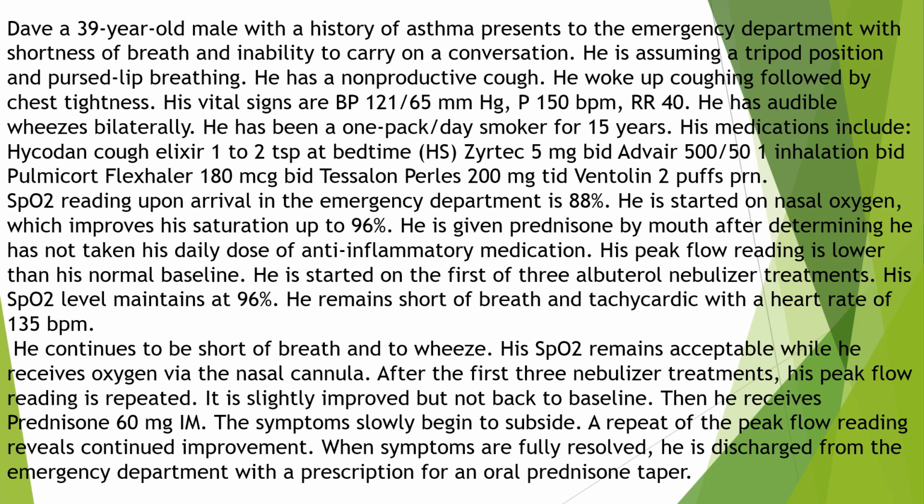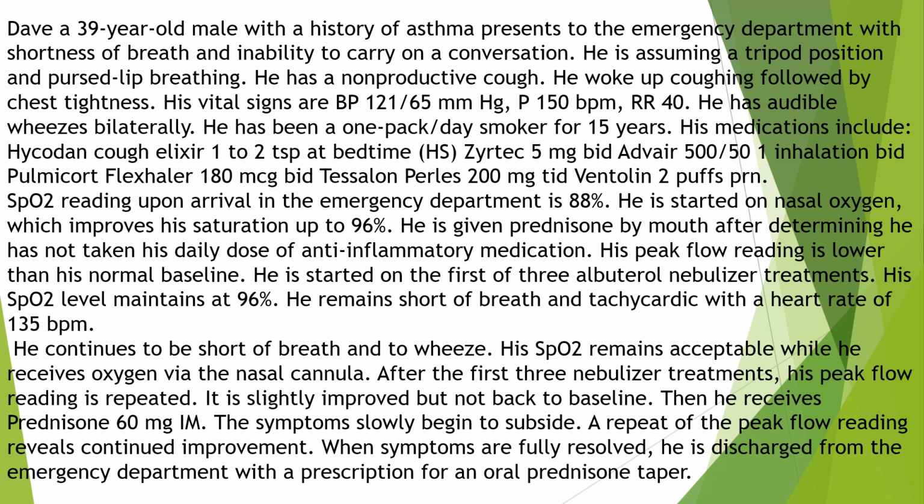Let's see a case scenario. Dave, a 39-year-old male with a history of asthma, presents to the emergency department with shortness of breath and inability to carry on a conversation. He is assuming a tripod position and pursed lip breathing. He has a non-productive cough. He woke up coughing followed by chest tightness. His vital signs are BP 120/165 mmHg, pulse 150 beats per minute, respiratory rate 40. He has audible wheezes bilaterally.